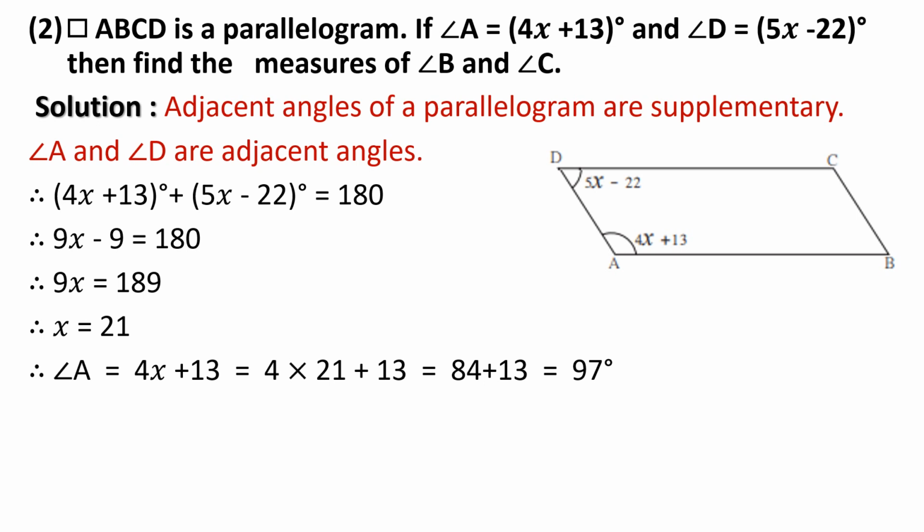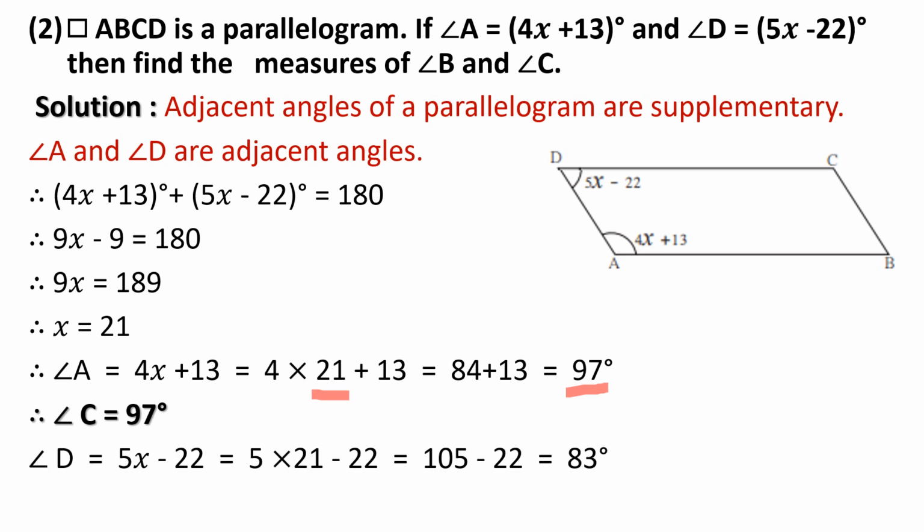Now substitute that value of x in measurement of angle A. So measurement of angle A is 4x plus 13. So instead of x, now substitute 21. So 4 into 21 plus 13, answer is 97 degrees. So measure of angle A is 97 degree. So angle A is equal to angle C because reason is opposite angles of a parallelogram are congruent. So angle D, next is angle D.